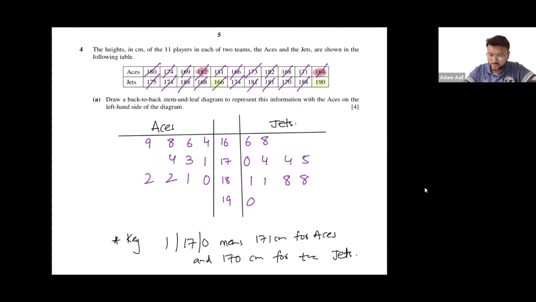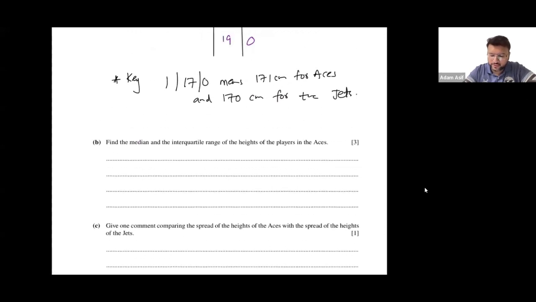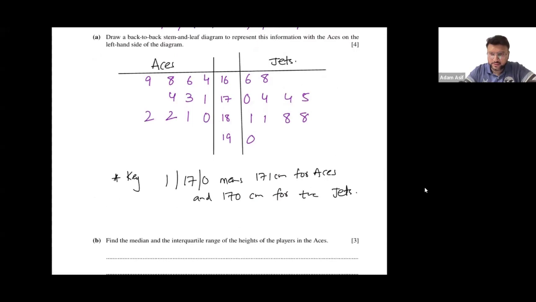Okay. Now, moving on to the second part, find the median and the interquartile range of the height. Median is the mid value. We need to find the median height for the aces. There are 11 members, so let's find the median position first. n plus 1 upon 2, that's 11 plus 1 upon 2, that means the 6th position is where your median is going to lie. The 6th position is 173. So the median is 173 centimeters.